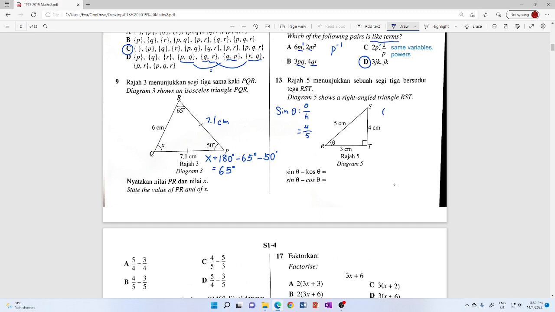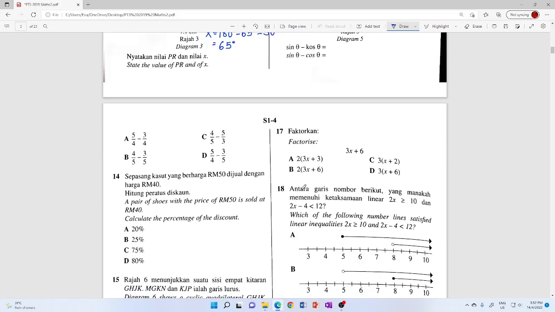and then cos theta, cos is adjacent divided by hypotenuse. Adjacent is 3, hypotenuse is 5. So it's 4 over 5 minus 3 over 5. Answer is B.